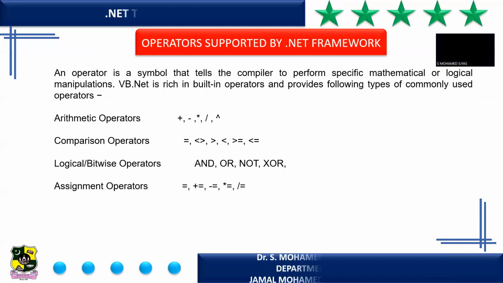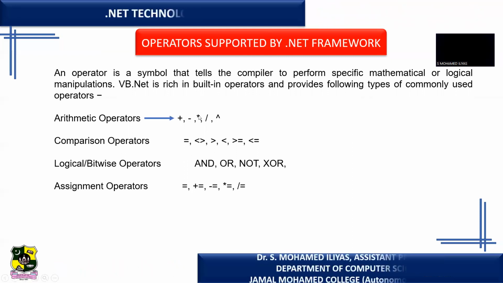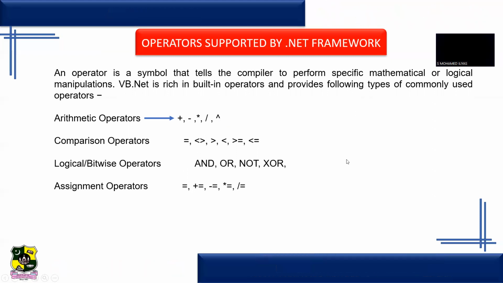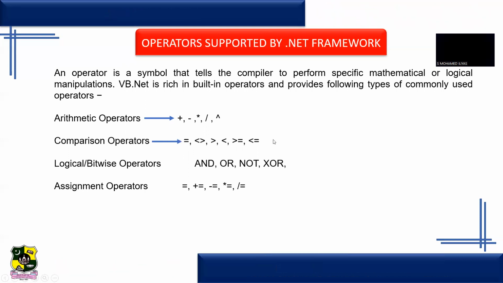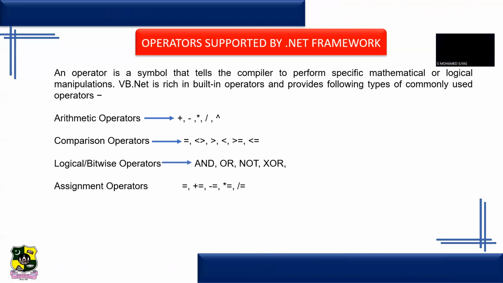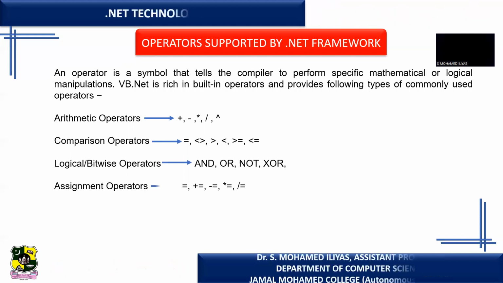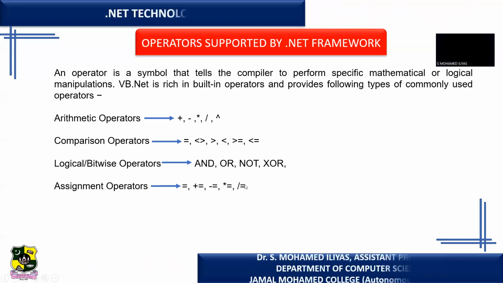Number 1, arithmetic operators: addition, subtraction, multiplication, division, and exponentiation. Second, the comparison operators: equal to, not equal to, less than, greater than, less than or equal to, and greater than or equal to. Third, logical operators: AND, OR, NOT, and XOR. Fourth, the assignment operators: equal to, addition equal to, subtraction equal to, multiplication equal to, and division equal to.